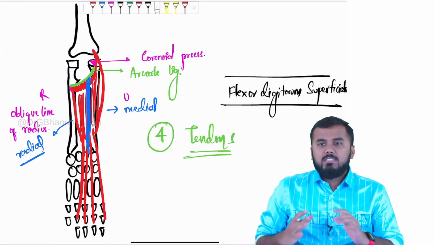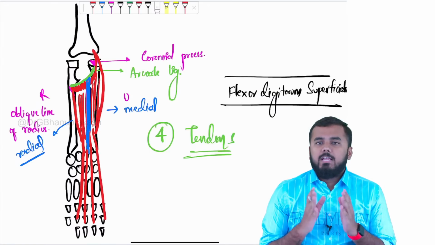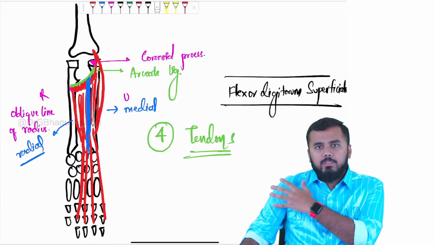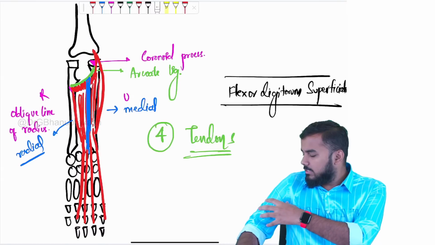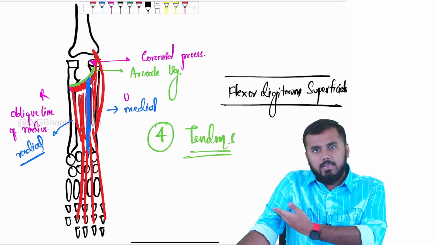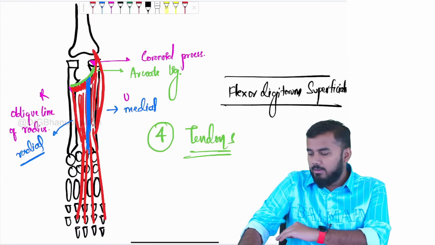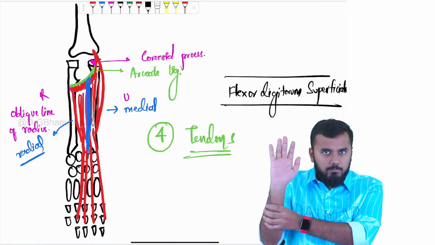Right, guys. So we have discussed the arm, the scapular region. We have also discussed the arm region. We have discussed the anterior compartment. We have discussed the posterior compartment. We even have discussed the forearm. In the forearm also we have discussed the anterior compartment and the posterior compartment, right? So we have discussed all these things.